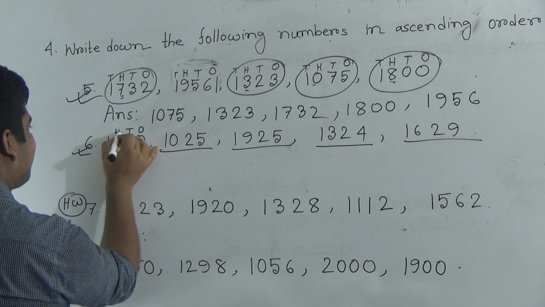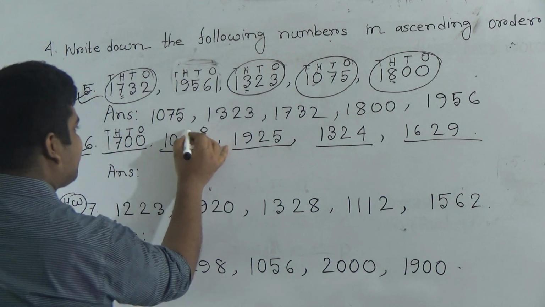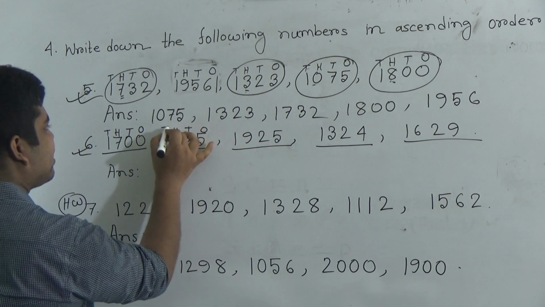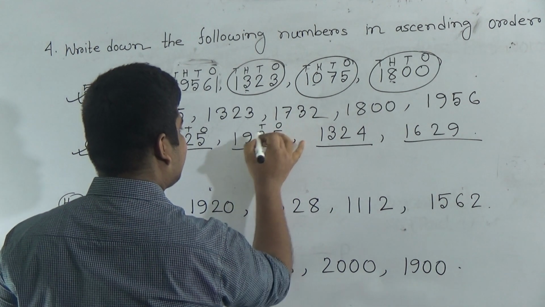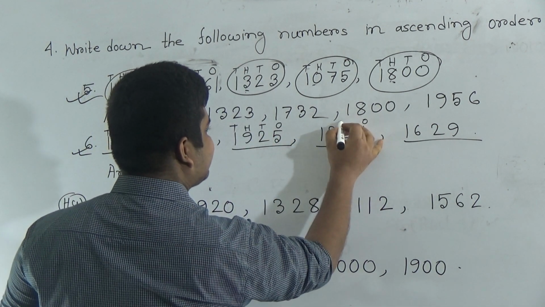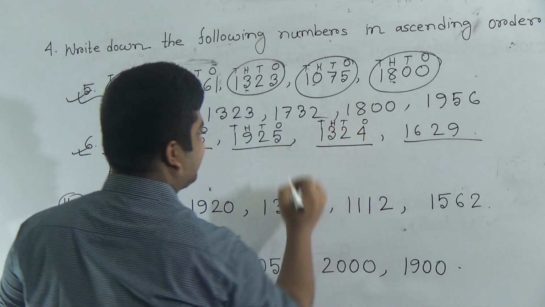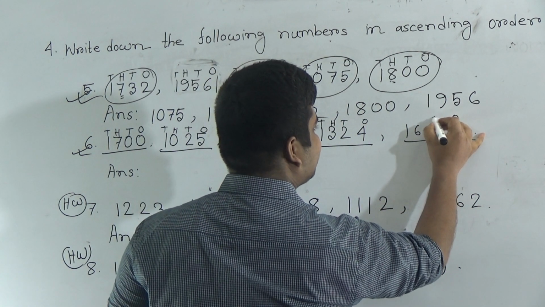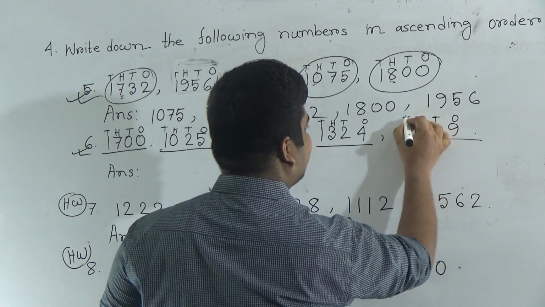tens place, 100 place and 1000 place. Ones place, tens place, 100 place and 1000 place, for each of the numbers.